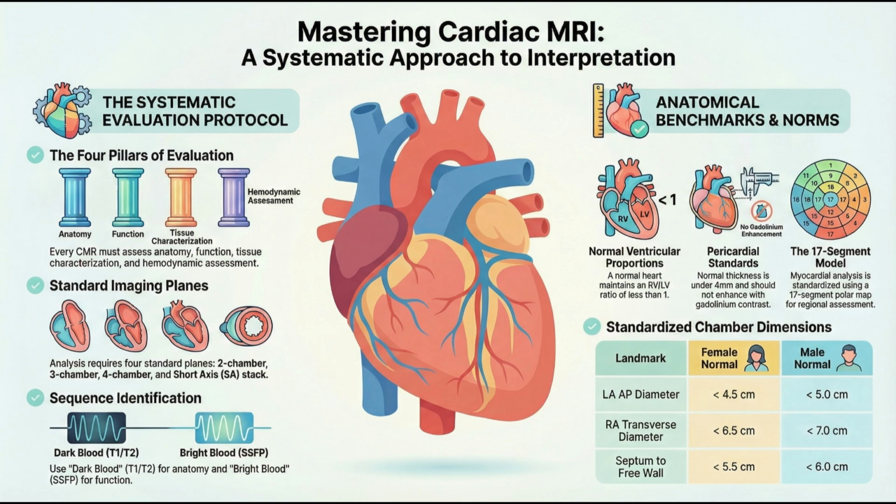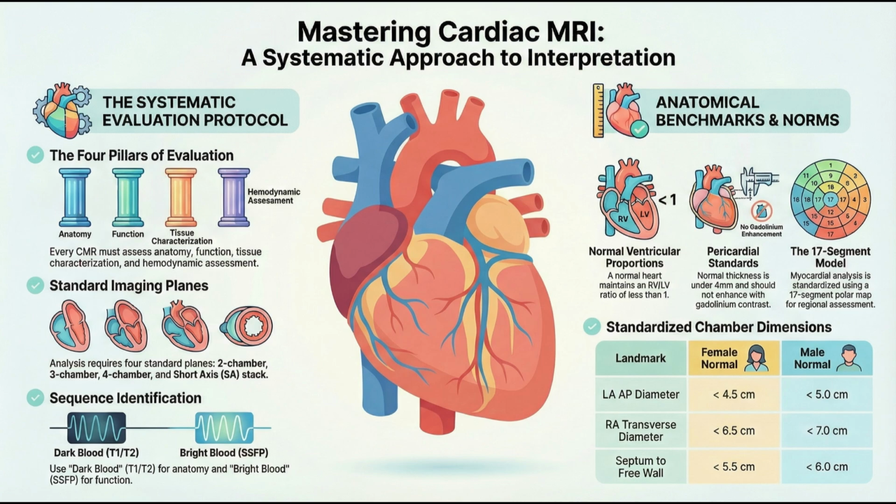Okay, we have our long axis. We've got the vertical, horizontal, and the inflow-outflow. But for the real volume measurements, for calculating that all-important ejection fraction, we need the bread loaf cuts, the short axis stack. Right. This is the final step in setting up the geometry. Once you have your four-chamber view, you just slice perpendicular to it. Imagine slicing a baguette. You start at the base, near the valves, and you just slice, slice, slice, all the way down to the apex.